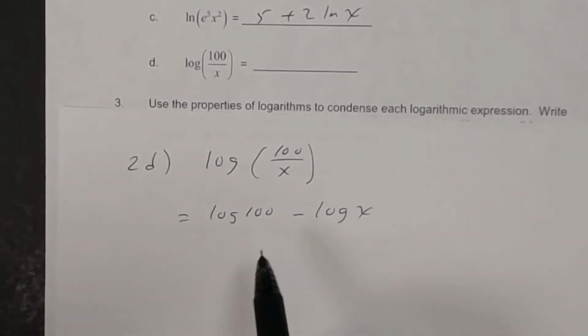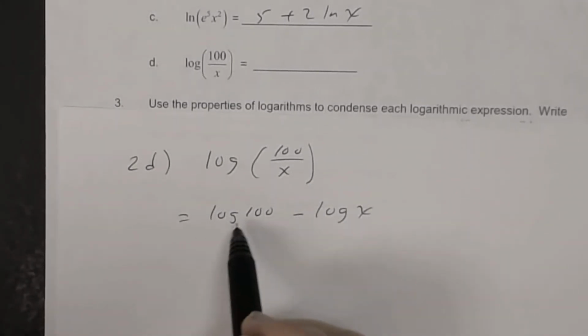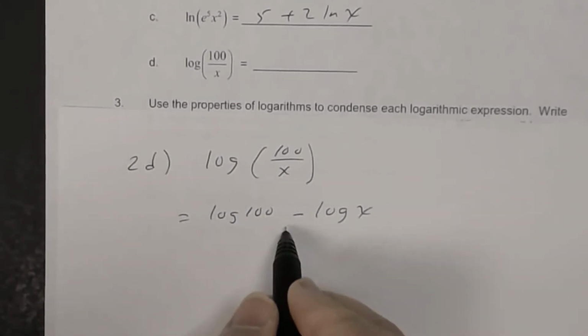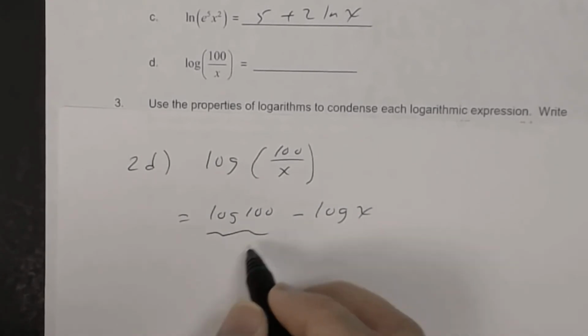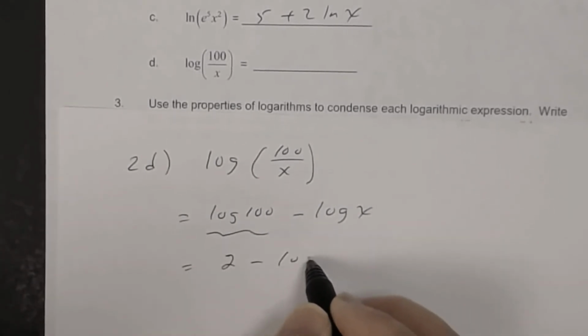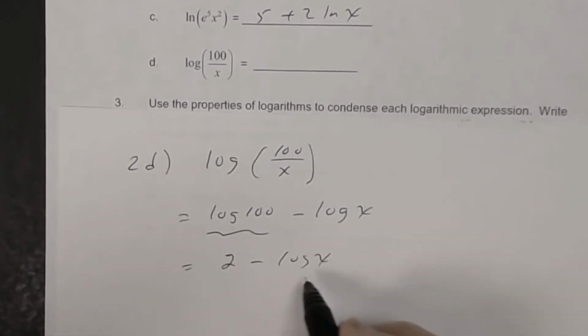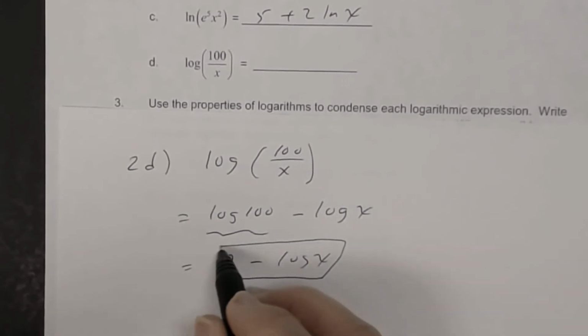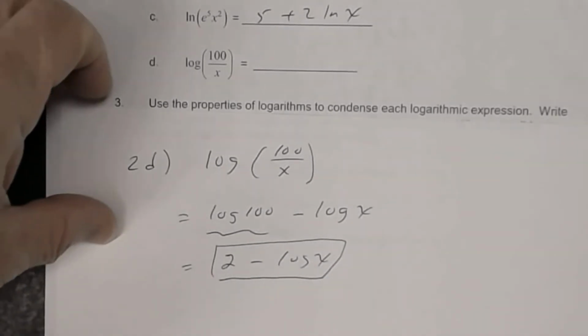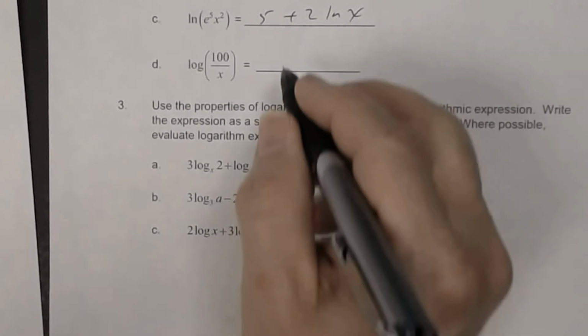Now, you need to go further as much as possible. Remember, what's the log of 100? Well, the base is 10, so 10 to what power is 100? 2. So it becomes 2 minus the log of x. Those are not like terms, so you're done. For 2d, the answer is 2 minus the log of x.